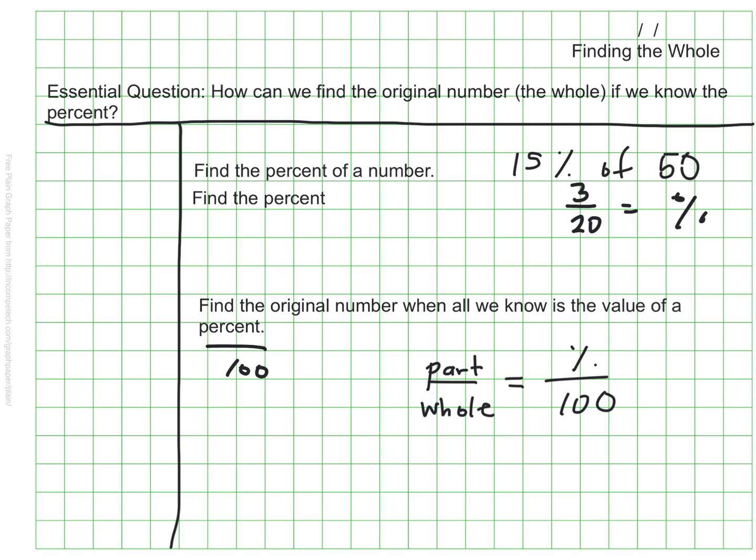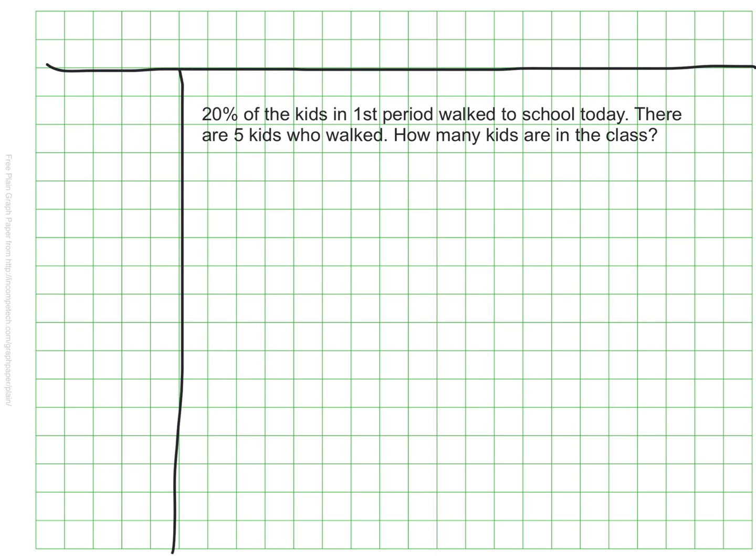So I'll show you an example of what I'm talking about when I'm saying that we know the value, but we don't know the original number. Take a look at this question. This is different from our previous work with percents. Think about what we know. So what we know already is the percent. We know that if 100 kids were in the class, 20 would have walked. But we also know that in the real life data, there are only 5 kids who actually walked. But what we don't know is how many kids there are to start with. We don't know the whole. We know the part, we know the percent, but we don't know the whole.